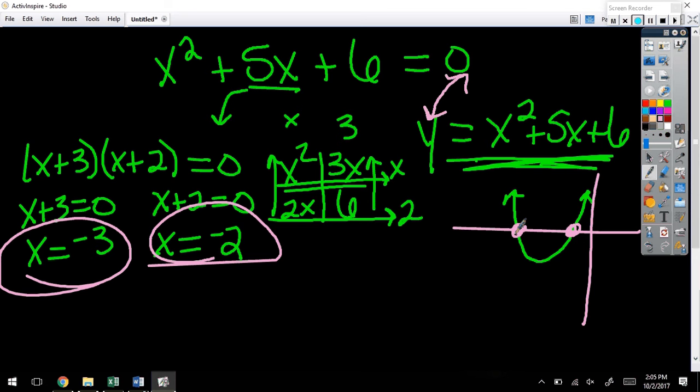The second thing I want you to notice is, if you have it in factored form, look at the signs here. What do you notice about them? They're different. They're opposites. Those are the two things, because if you understand that, then when we graph in this form, it's going to make so much more sense.